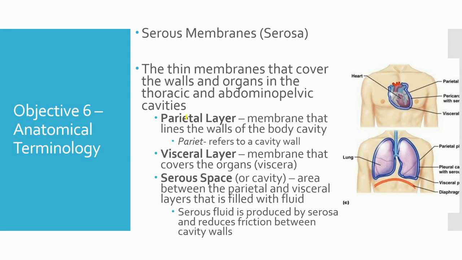And so you've got the parietal, which is the one that actually lines the cavity itself. So like in this case, your pericardial cavity. The outside would be the cavity itself, and then the visceral layer is the membrane that covers the actual organ. And so that would be the one that's actually on the heart. And then between the two, you have the serous space. And so the serous space is filled with fluid. It's just going to be a small little gap area, and it's going to help reduce friction.